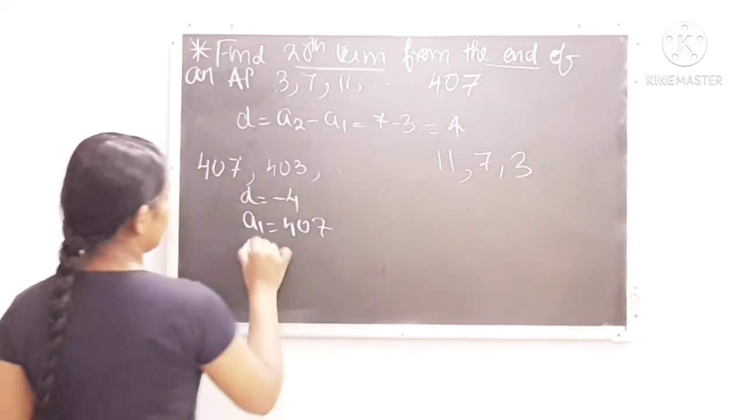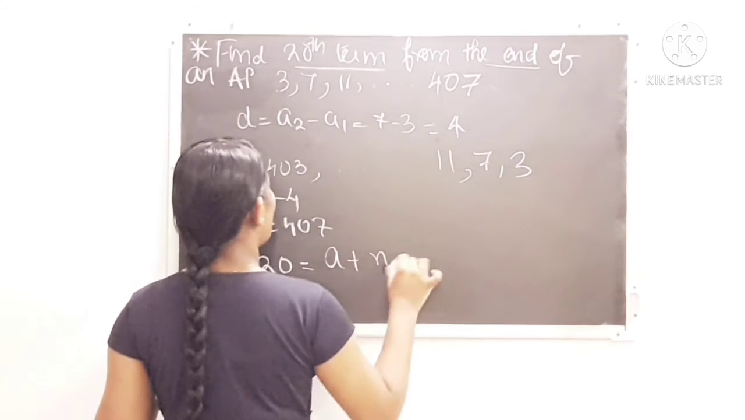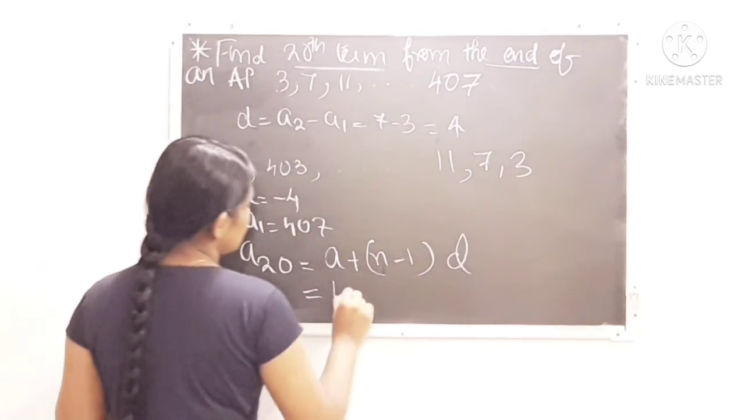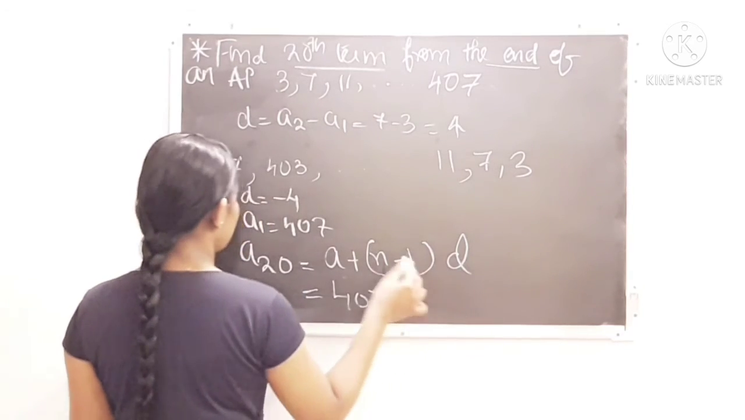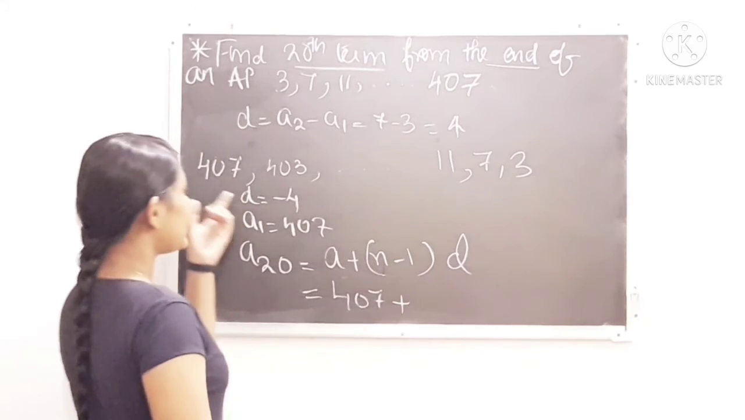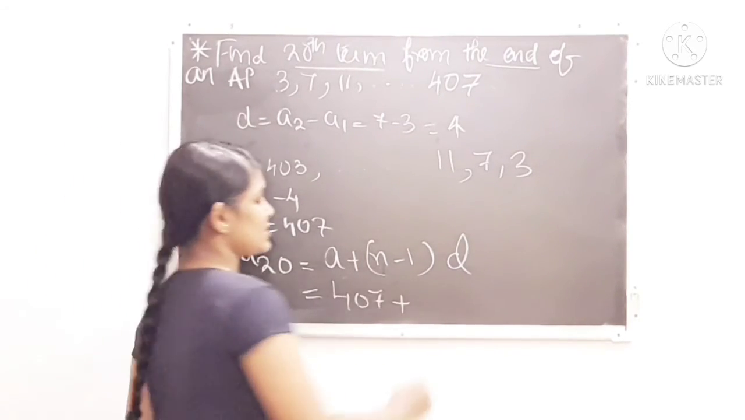So we can just find the 20th term. So the 20th term will be equal to a plus n minus 1 into d. Where what is the first term? First term is 407. So 407 plus n minus 1. We have to find the 20th term from the beginning of this AP, which means n here is 20. So 20 minus 1, which is equal to 19.